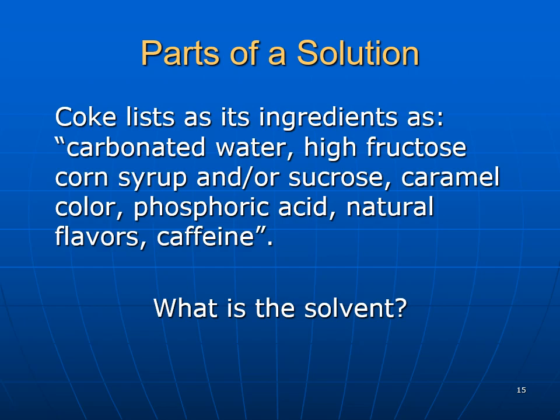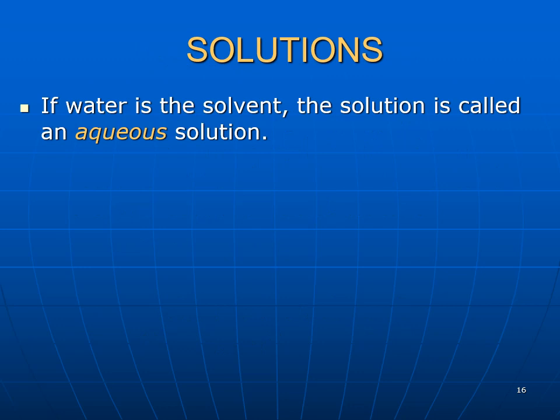So the solvent here is what we have the most of. And if you look at an ingredients list on anything, whatever you have most of, whatever's used in the greatest amount, is always the first ingredient listed. So in Coca-Cola, your first ingredient listed is the carbonated water. Therefore, that is your solvent. So, the solutes are everything else that's being dissolved.